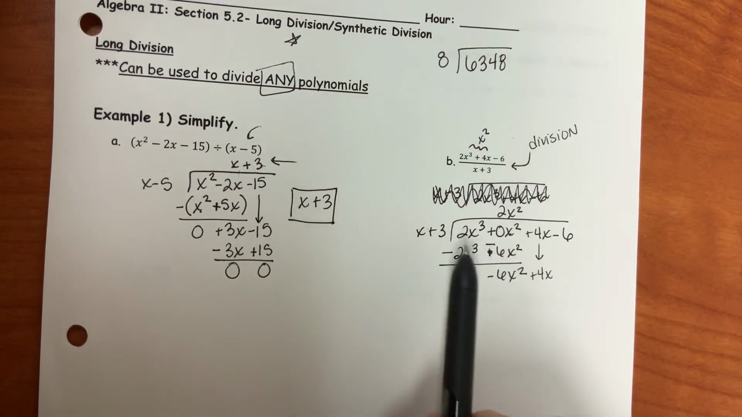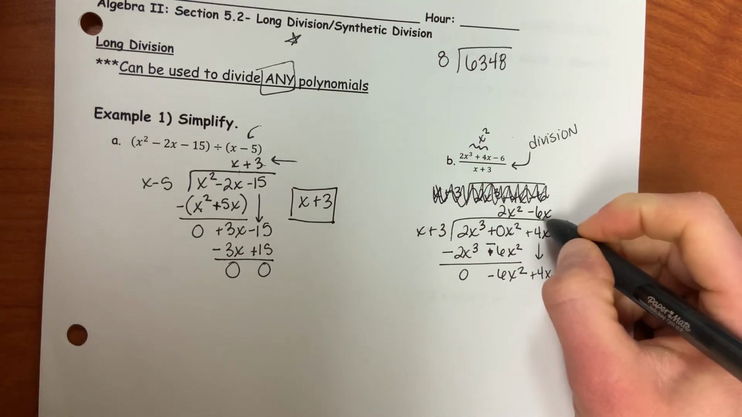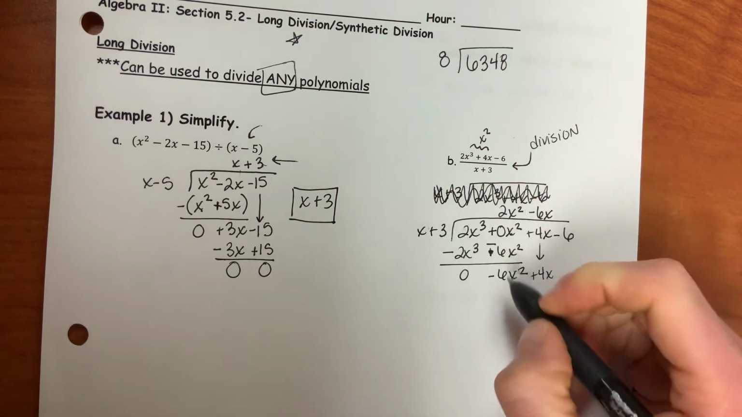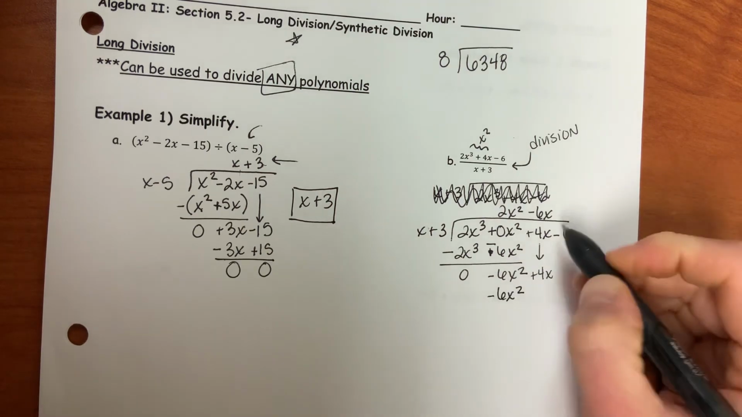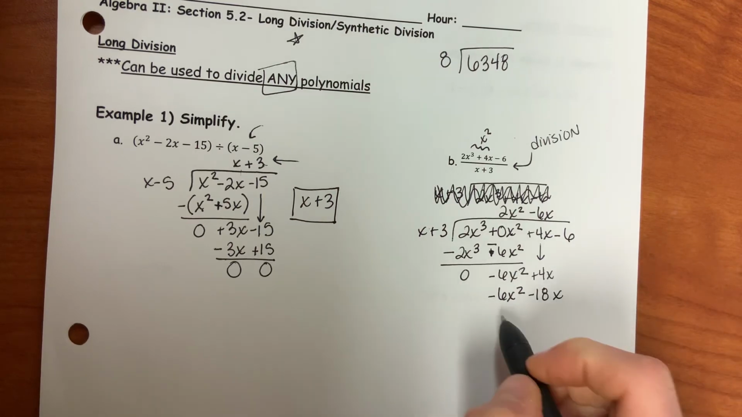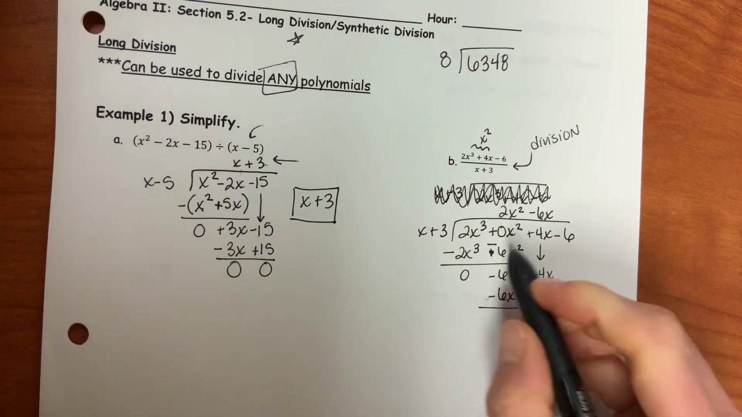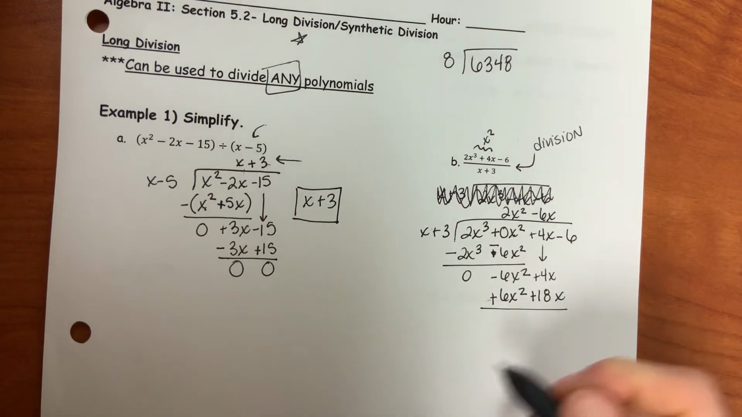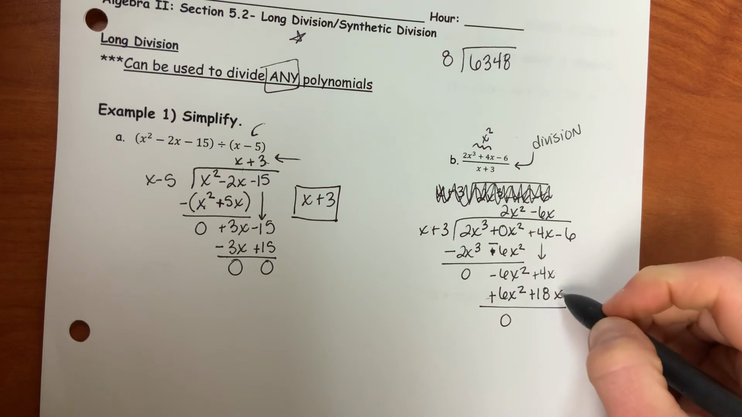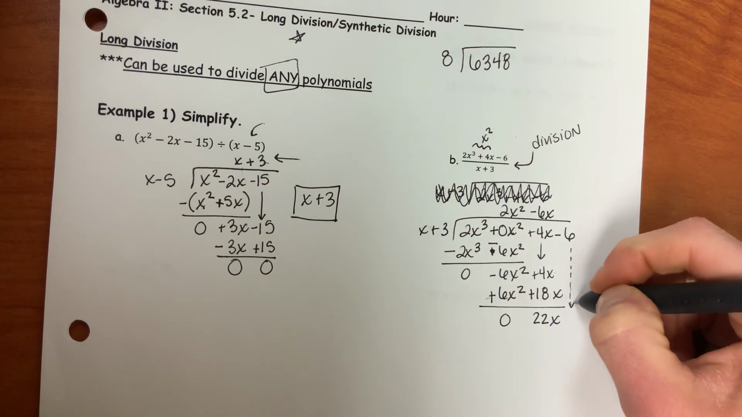Same process. What times x will get me to be negative 6x squared? Negative 6x will. So now I multiply negative 6x by both these terms. Negative 6x times x is negative 6x squared. Negative 6x times 3 is negative 18x. So now we need to change these signs. Both of these numbers are negative, so those just easily become positive. Negative 6x squared plus 6x squared is 0. 4x plus 18x is 22x. I'm going to bring down my last number, negative 6.